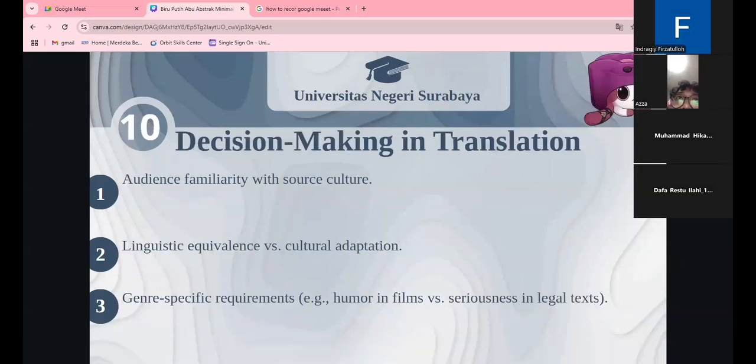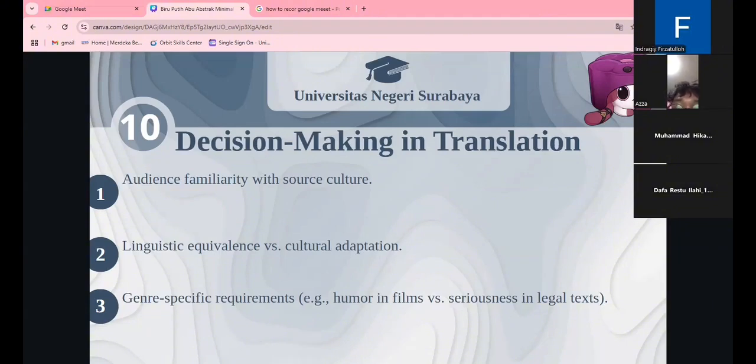Decision making in translation. Audience familiarity with source culture. For example, if the people reading or watching the translation know a lot about Indonesian culture, the translator might keep some of the original cultural references or dialect features and explain them. But if the audience is completely new to Indonesian culture, the translator might need to adapt things more so they understand the meaning without getting confused.